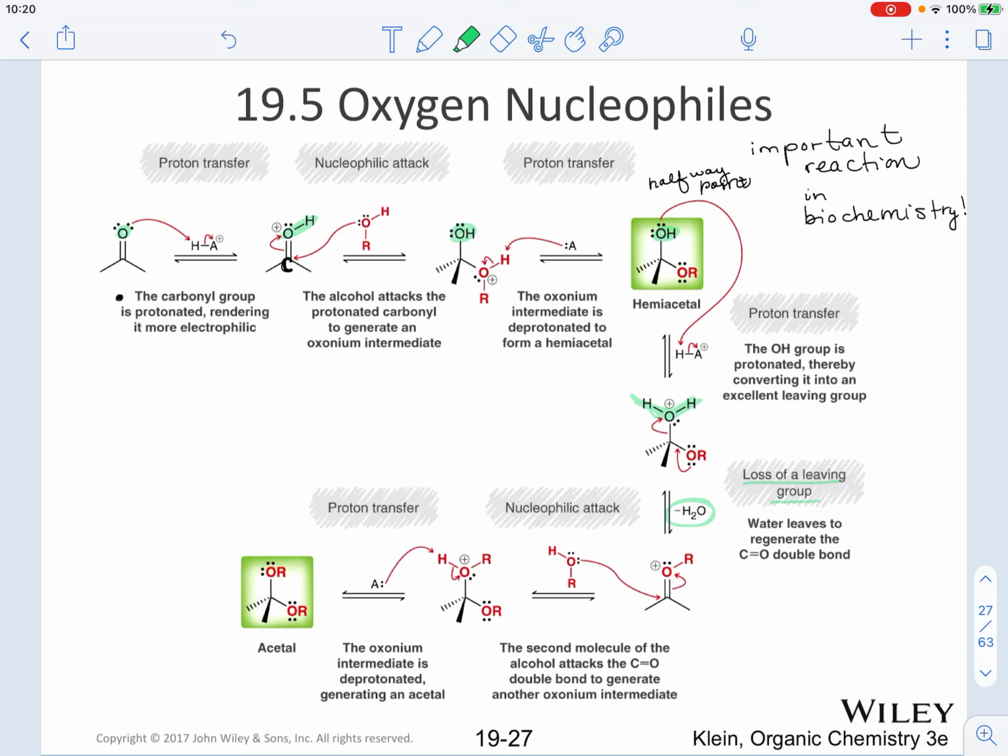After that step, then a brand new alcohol molecule attacks the carbon in the carbonyl. Once that happens, we are going to have the electrons go up to the oxygen, and we're going to be generating another oxonium intermediate. And in the last step of the reaction, as you can see, the A minus, or the conjugate base of the system, is going to deprotonate that oxonium ion that was formed after the formation of the hemiacetal in order to generate the acetal.